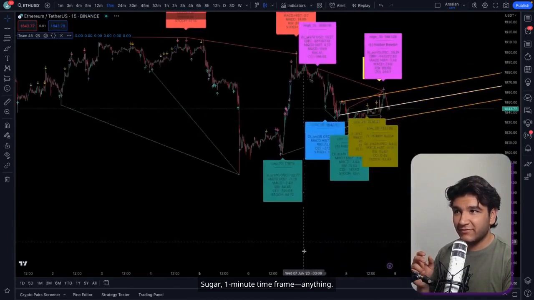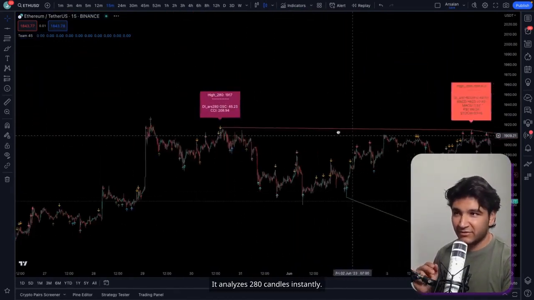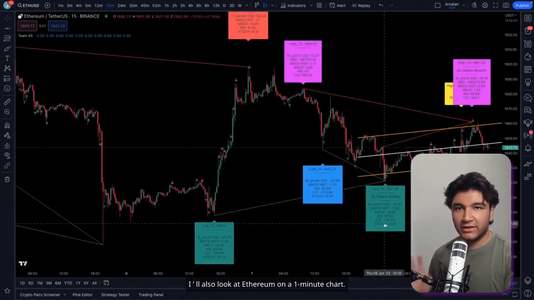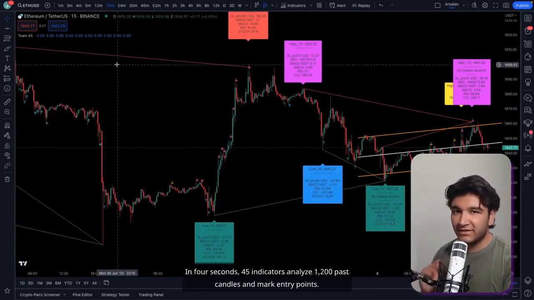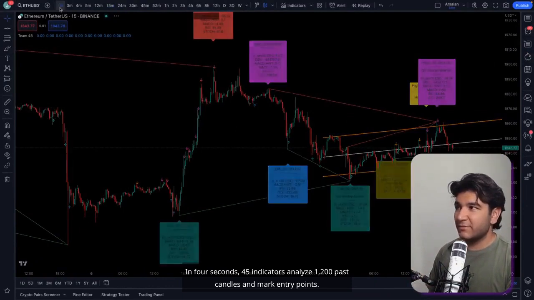Sugar, 1-minute time frame, anything. It analyzes 280 candles instantly. Now, let's check Ethereum on a 15-minute chart. I'll also look at Ethereum on a 1-minute chart. In 4 seconds, 45 indicators analyze 1,200 past candles and mark entry points.